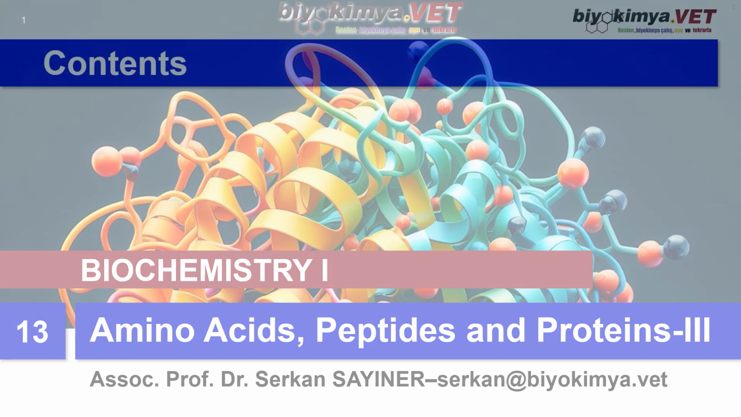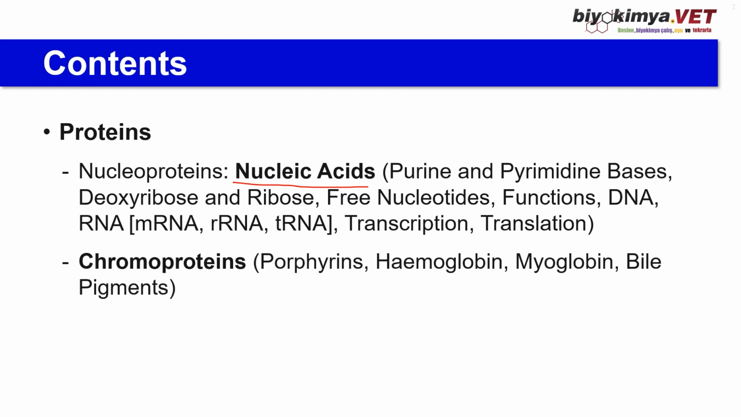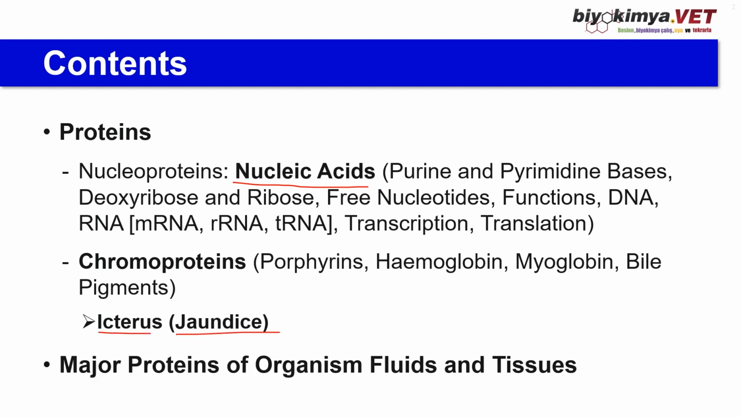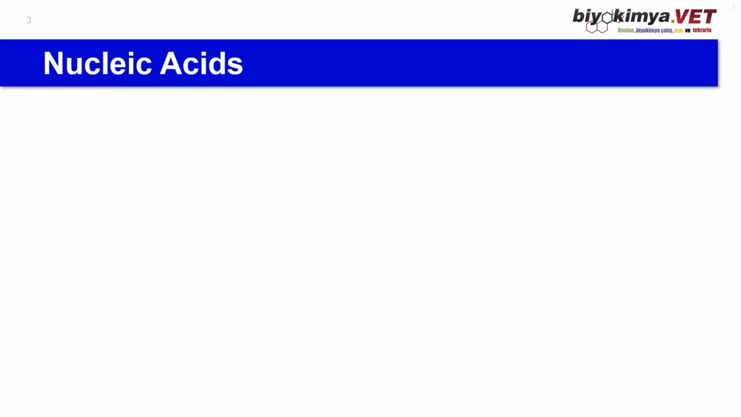Let's get started. The contents of this topic are nucleoproteins. Actually, we mainly talk about nucleic acid, a component of nucleoprotein. And then chromoproteins, porphyrins, hemoglobin, myoglobin, and we will talk about the Icterus, the Jaundice. At the end, I will give you some information about major proteins of organism, fluids and tissues, mainly fluids. I will talk about the blood proteins. The first title is nucleic acids.